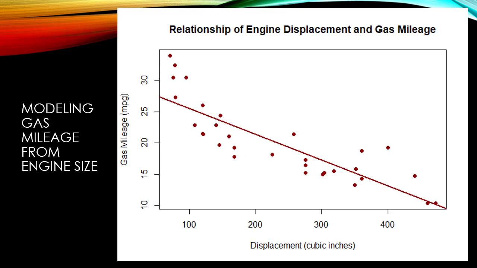Linear least squares regression models work for negative relationships just as they do for positive relationships. In this picture, we have regressed gas mileage onto displacement. The result is a model that tells us that an increase of 100 cubic inches of displacement will result in a decreased gas mileage of about 4 miles per gallon.